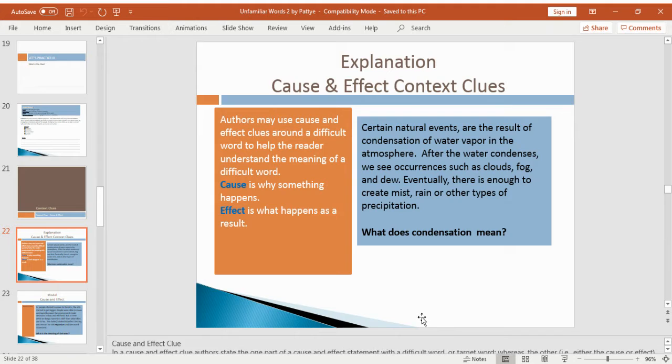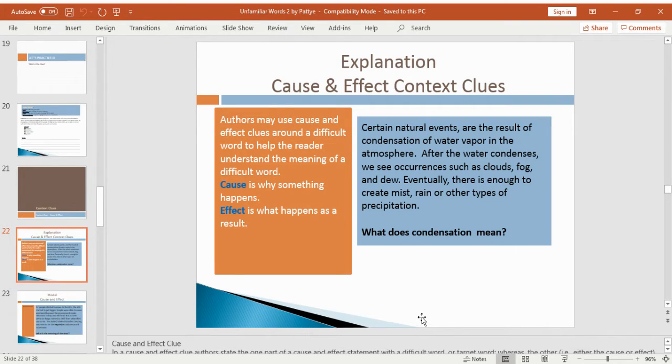Certain natural events are the result of condensation of water vapor in the atmosphere. After the water condenses, we see occurrences such as clouds, fog, and dew. Eventually, there is enough to create mist, rain, or other types of precipitation. What does condensation mean?